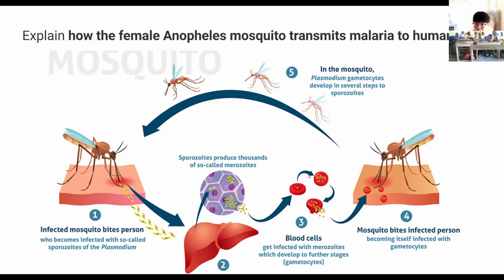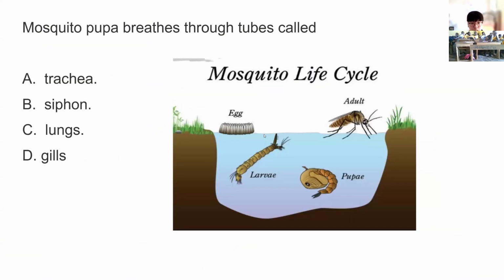If you don't have any questions or if you understand everything, then I will be moving on. But always feel free to ask me questions in the middle. But yeah, talking more about mosquitoes. This question asks, mosquito pupa breathes through a tube called what? What do you think the tube is called?